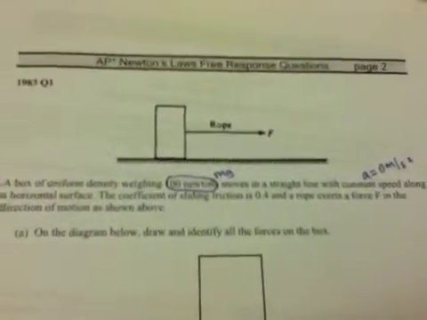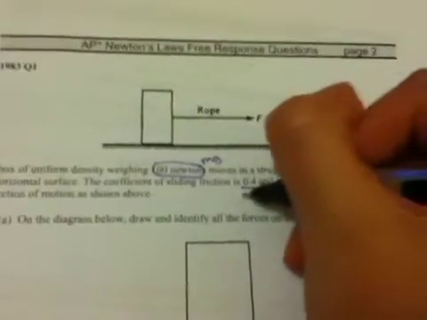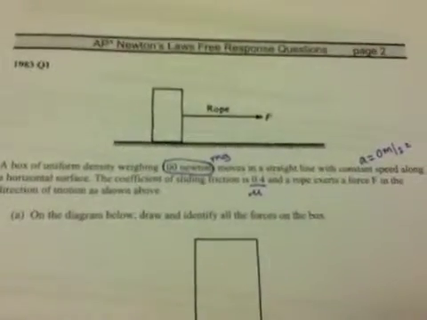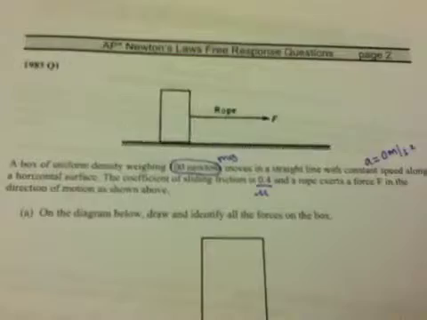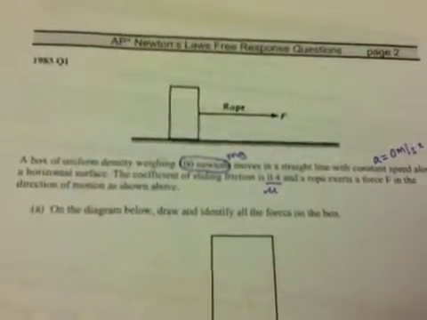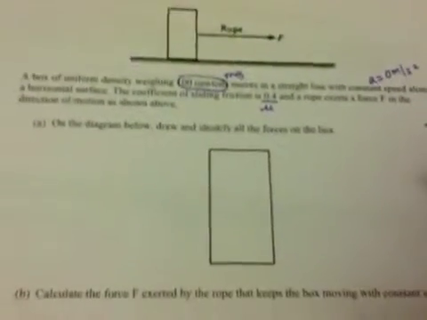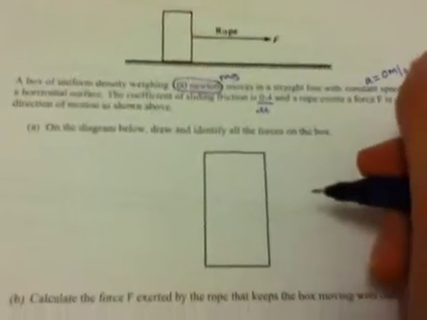So the coefficient of sliding friction is 0.4. This is going to be our mu. And the rope exerts a force F in the direction of the motion as shown above. So now we need to draw and identify all the forces on the box.